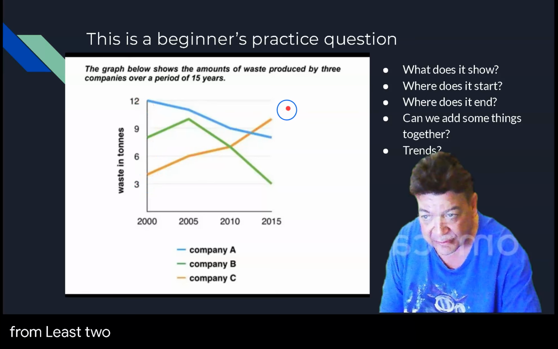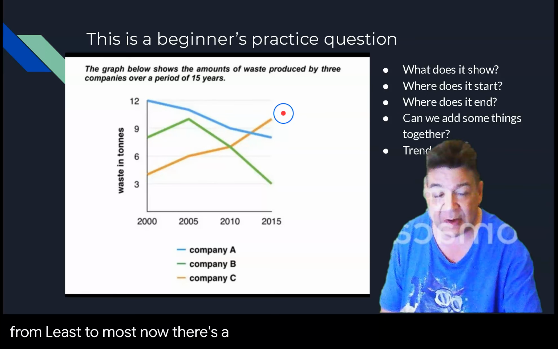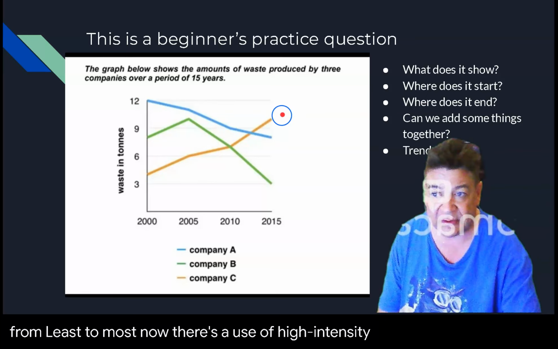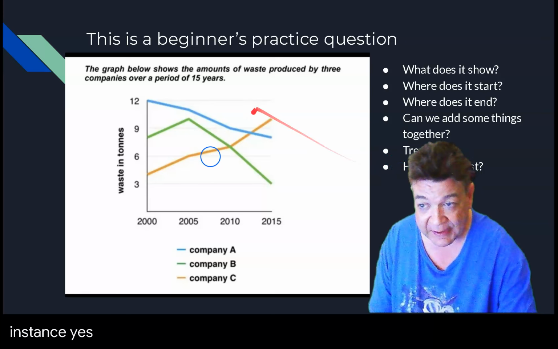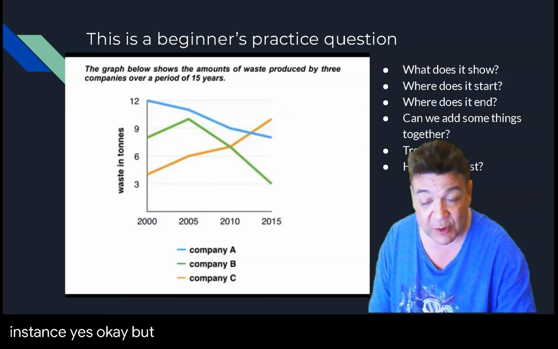From least to most. Now there's a use of highest and lowest that makes sense. Highest, lowest, in this instance, yes. Okay, but highest and lowest over time.